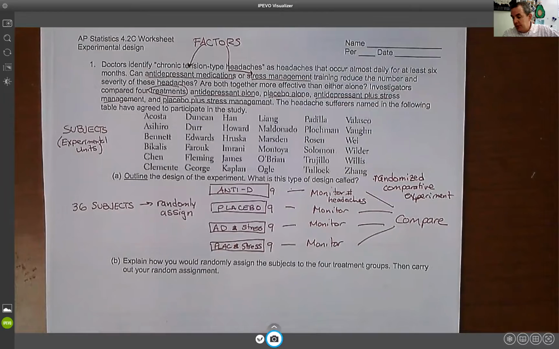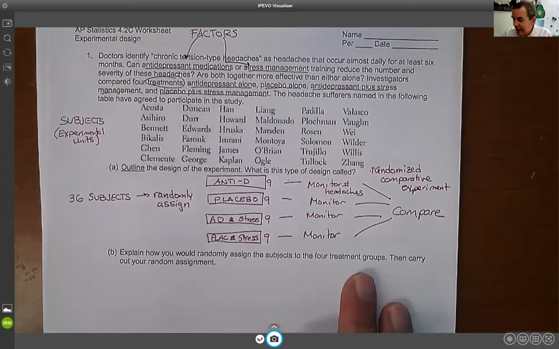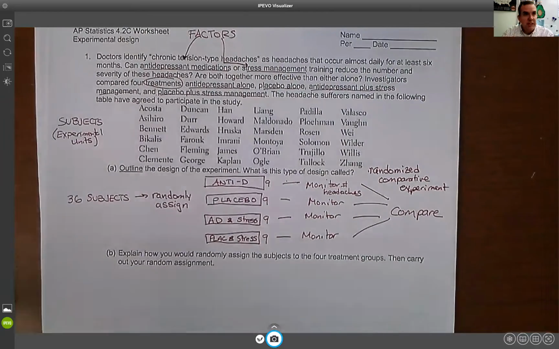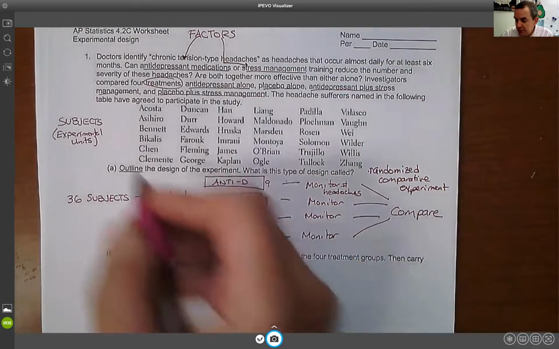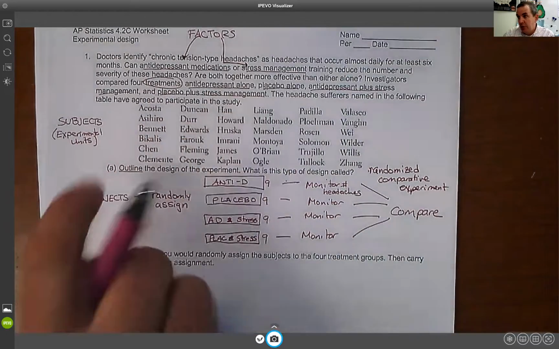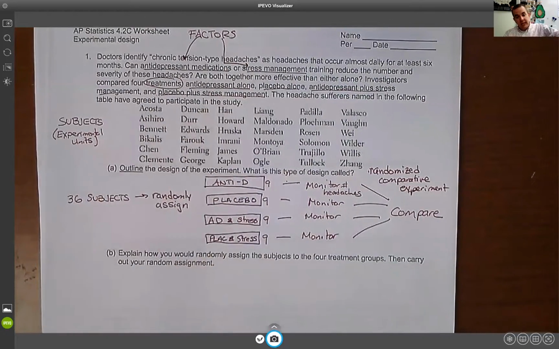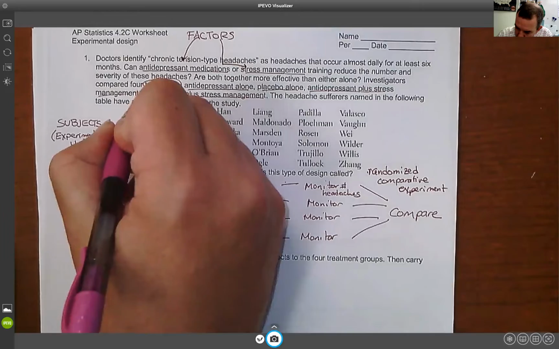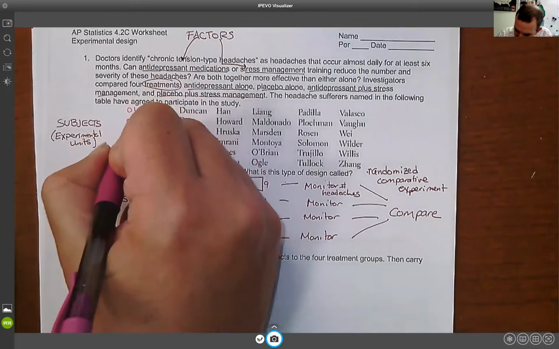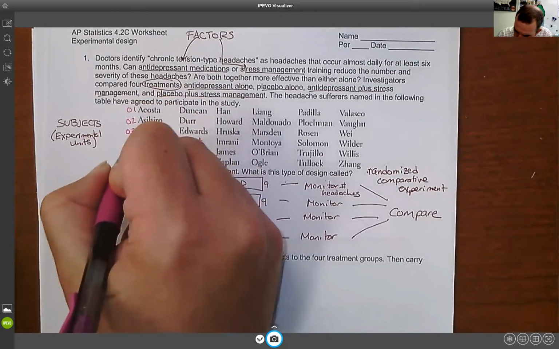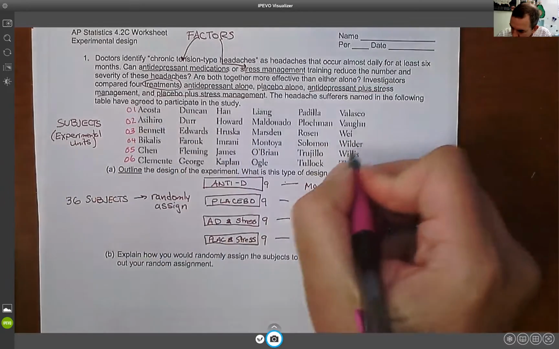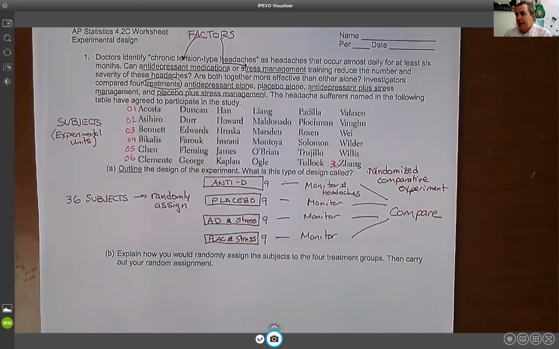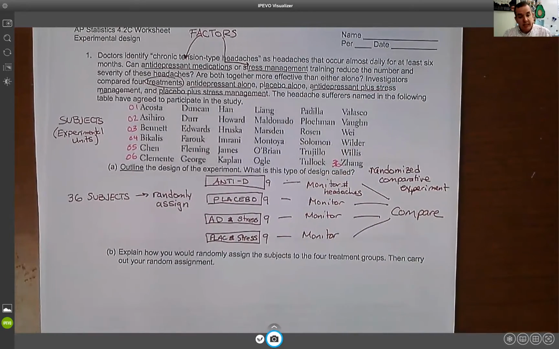Now, if I wanted to figure out how I would randomly do that, this is what we did on the quiz. I'd somehow assign numbers to these people, or I'd do the big hat method. I'd put all 36 of these names in a hat, and I'd reach in and pull out 9 names. There are lots of ways to randomize. The way you could do it according to the book is you would number these people 01, 02, 03, 04, 05, 06, all the way up to 36. Then I'd use a random number table and pick 4 groups of 9.